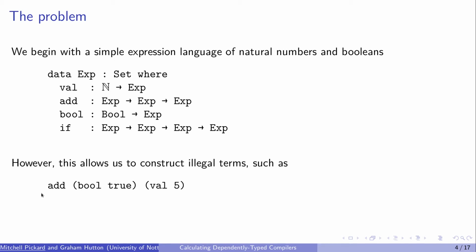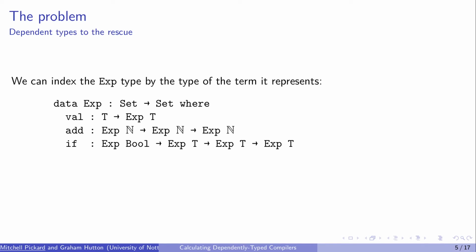Obviously, a standard way of fixing this would be to write a type checker. But when we want to do calculations on these, it turns out to be easier to encode the typing information in the data type itself. So we're going to use an intrinsically typed representation in Agda. So this is where the dependent types come in.